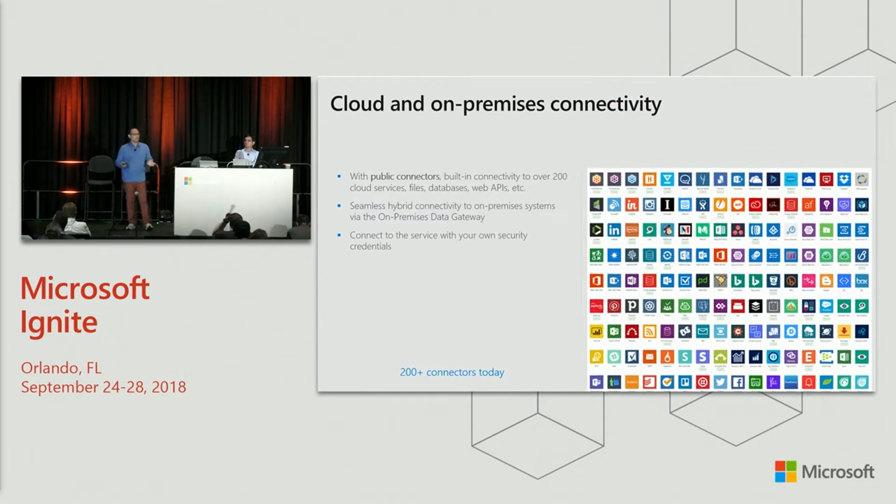Today, we have over 200 connectors for Power Apps and Flow. All of these are available out of the box. These are standard connectors, and they provide connectivity to a lot of cloud-based SaaS services, file, database, even to on-premise data systems.